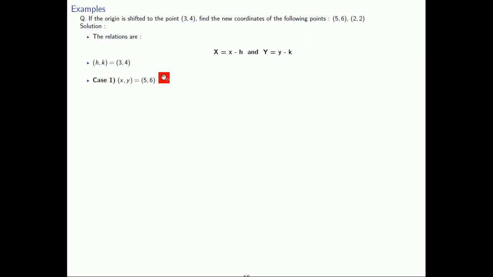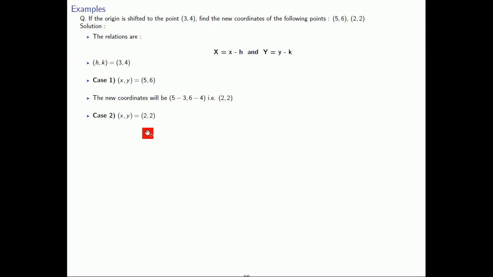For case 1, which is (5, 6), small x will be 5 and small y will be 6. Now using the formulas, the new x coordinate will be small x minus h, which will be 5 minus 3, and capital Y would be small y, which is 6, minus small k, which is 4, which will also be 2. So the new coordinates will be (2, 2).